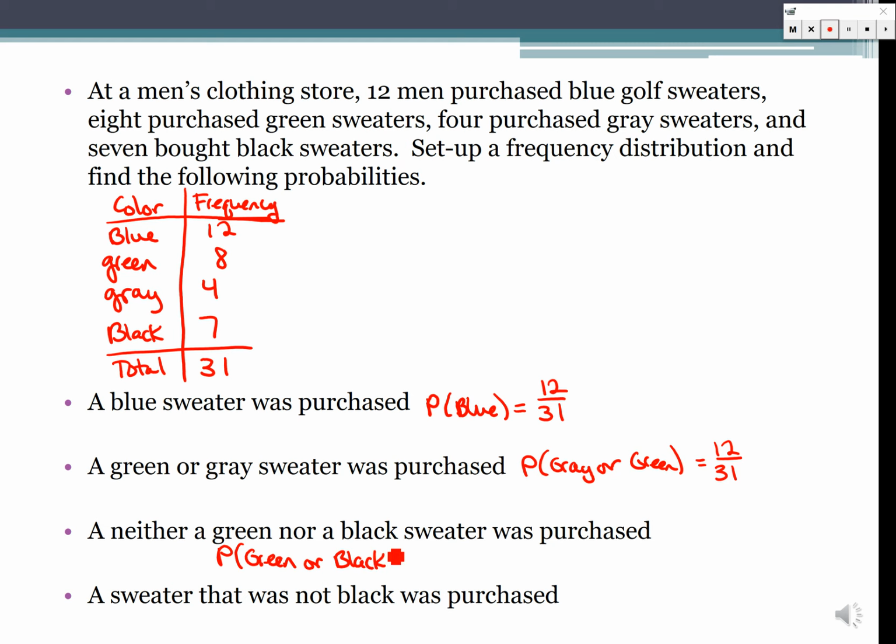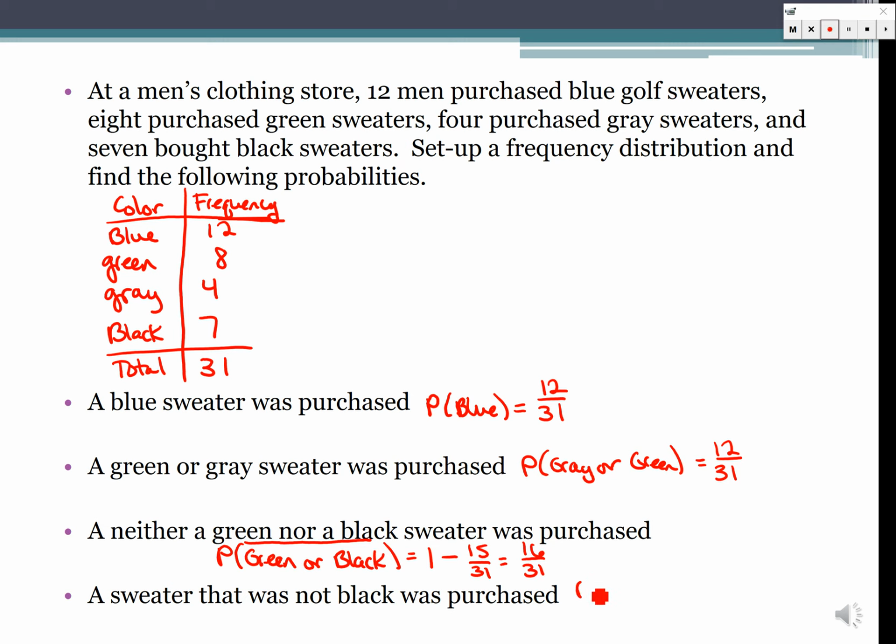Now here's where, and I think some of you earlier asked, do we have to find the complement? Here's where you could. You could add the green and black together and take it from 1 if you want. So 1 minus, if I put green and black together, what do I get? 15. Green and black is 15. So we end up with 16 out of 31. A sweater that was not black, there's a great chance for the complement.